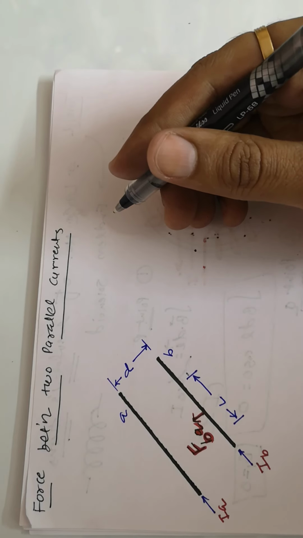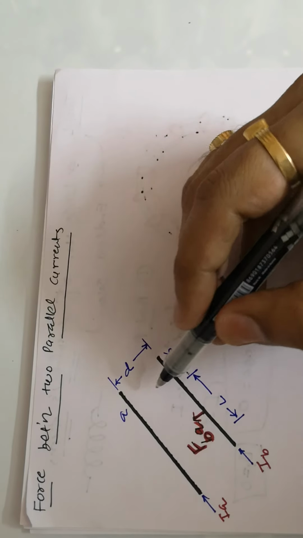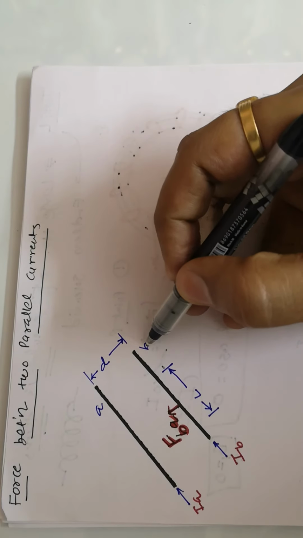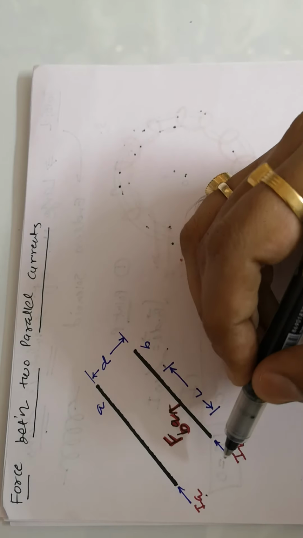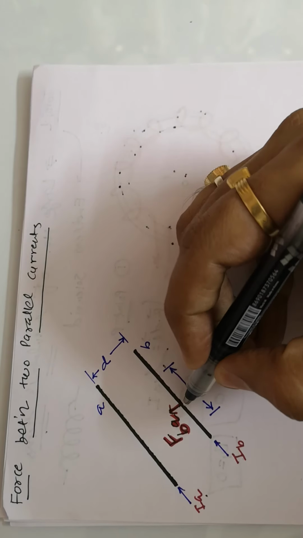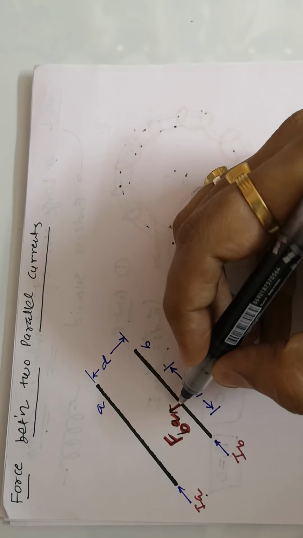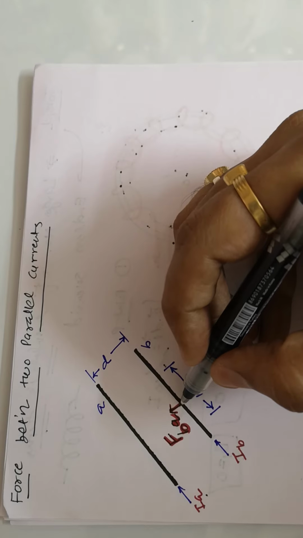Hi students, in this theorem we will discuss the force between two parallel current carrying wires. I have shown you two current carrying conductors. One is called B and A, and the current passing through it is called IB and IA. I have shown the direction of a force that we have to find, and after this theorem we will understand what this arrow is indicating.